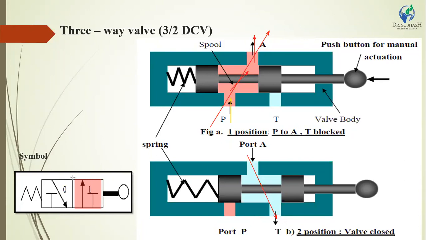Here you have to mention in the symbol that the T-shaped portion is closed, meaning this portion is closed here. And the fluid flows from port A to T; this arrow direction shows the fluid flowing from A to T. This is the 3 by 2 direction control valve.